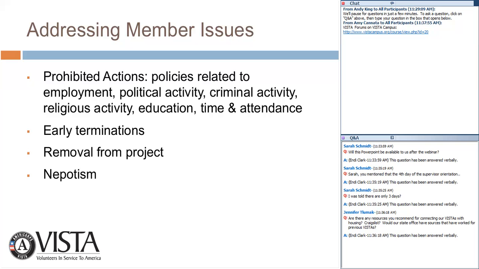Also, if a VISTA member is a family member of an individual in a state office, meaning like myself, I work here in Ohio. If I had a brother, or if my brother wanted to serve as a VISTA member, he could not serve as a VISTA member with any program grant that I oversee. And so these are items that we want you to be aware of so that we don't have circumstances of nepotism at any of our placement sites.